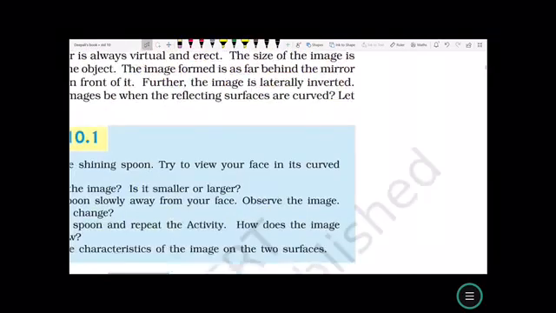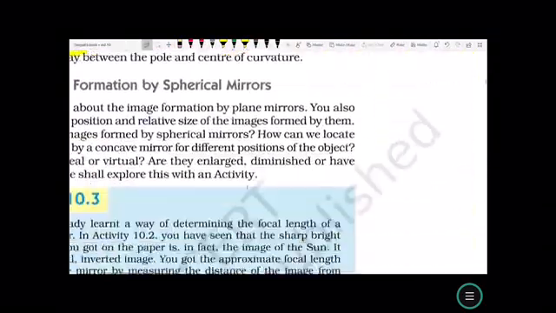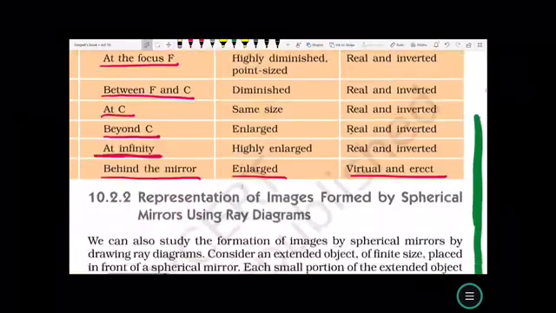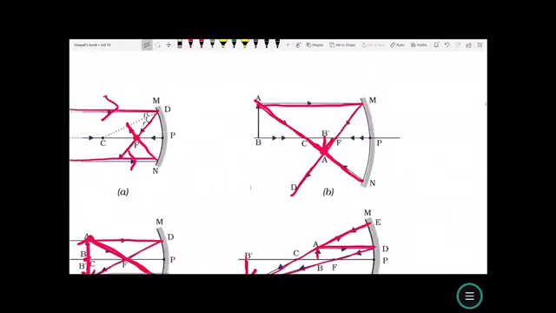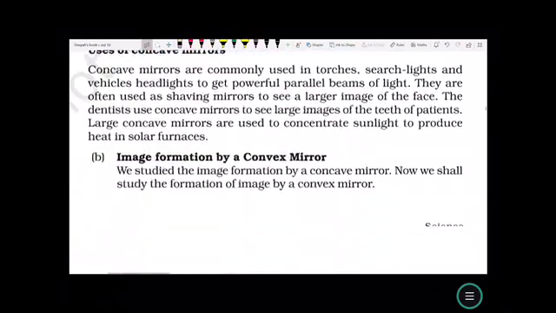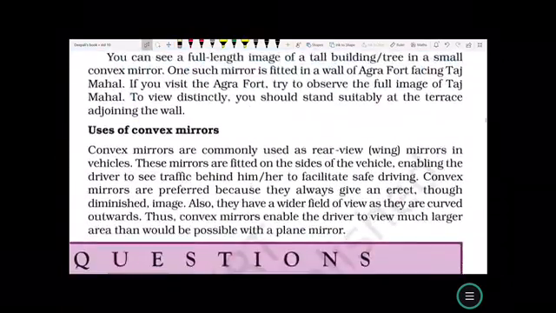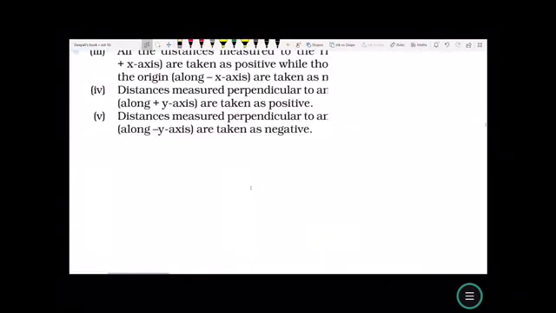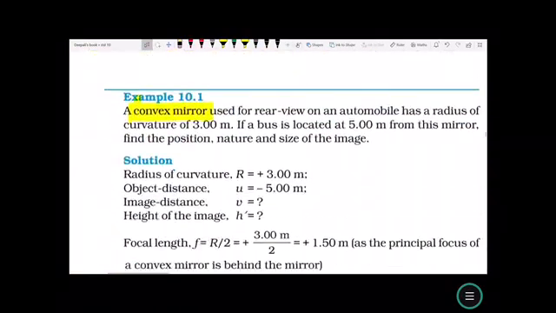Let us see how the image is formed by a concave and a convex lens. We already studied the image formation by a concave and a convex mirror. There are quite similar concepts between the two, but let us see what we have to understand for the image formed by a concave and a convex mirror and a lens.